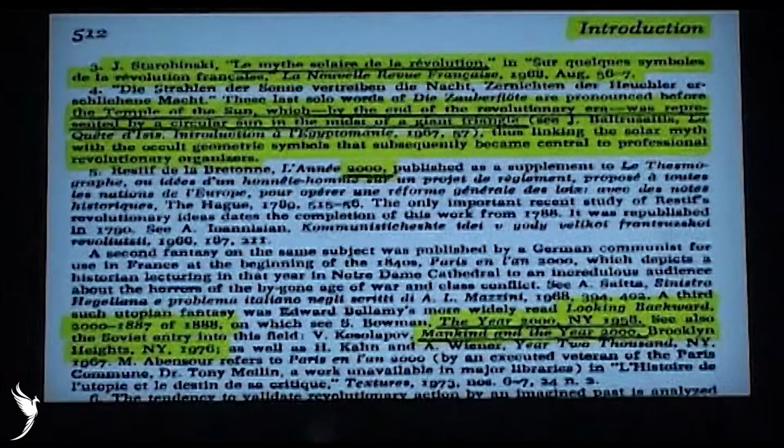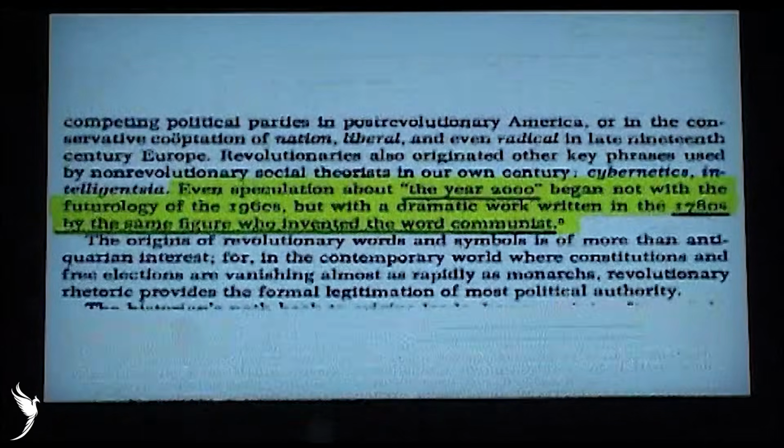Prometheus. Then in the back of the book, under the subheadings, it talks about the solar revolution, the temple of the sun, and the books that were written as far back as 1887, talking about the year 2000 in New York. As far back as the 1880s, there were books being written looking forward to New York in the year 2000 and what was going to happen with mankind there. Well, a year later, we have the 9/11 stuff.